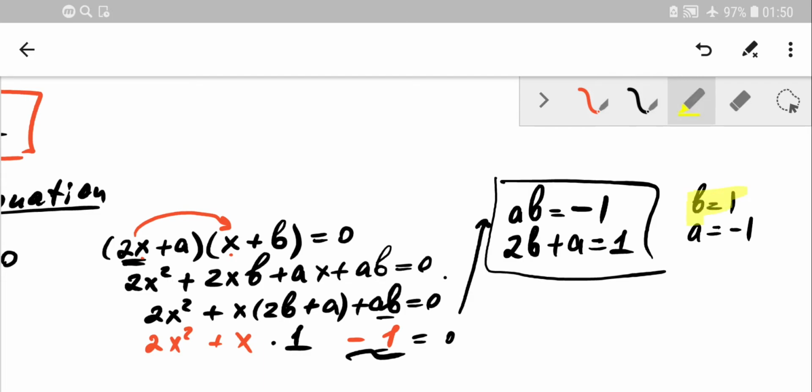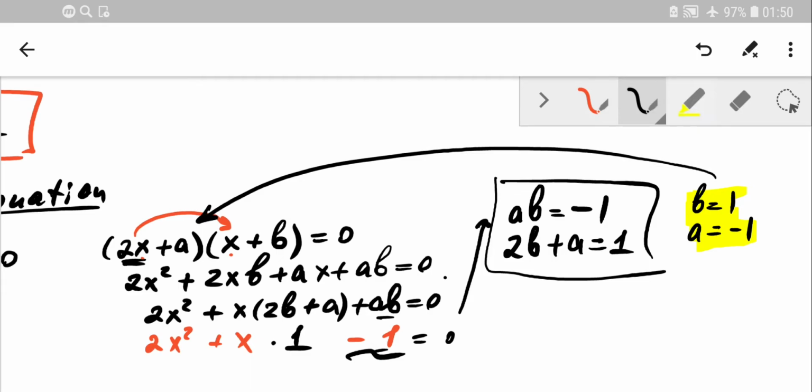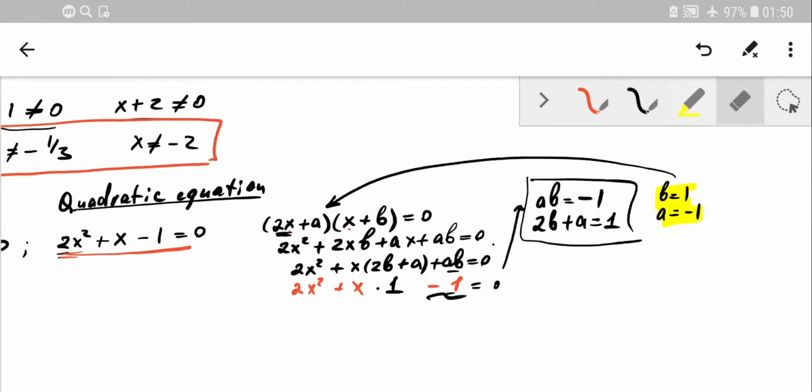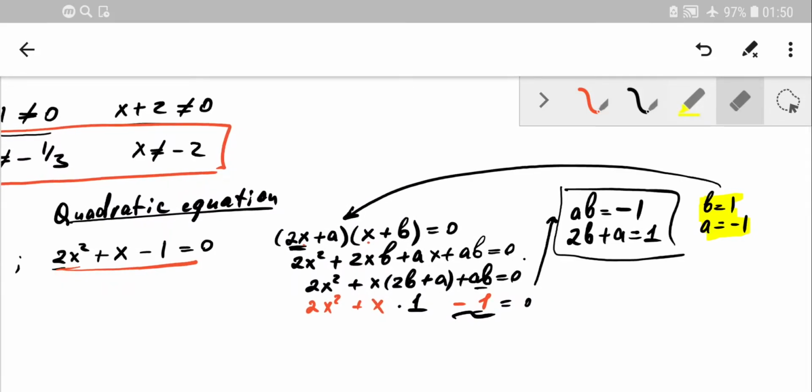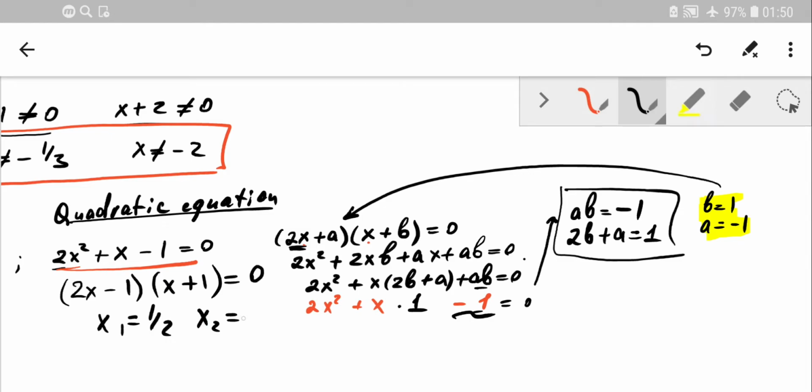Okay, so that's the solution. We come back to our form, which is here, and we just need to change our a and b. Instead of a and b, we plug in 1 and -1. So the final expanded form will be (2x minus 1) times (x plus 1), which equals 0. From where x1 is 1 over 2 and x2 is -1.